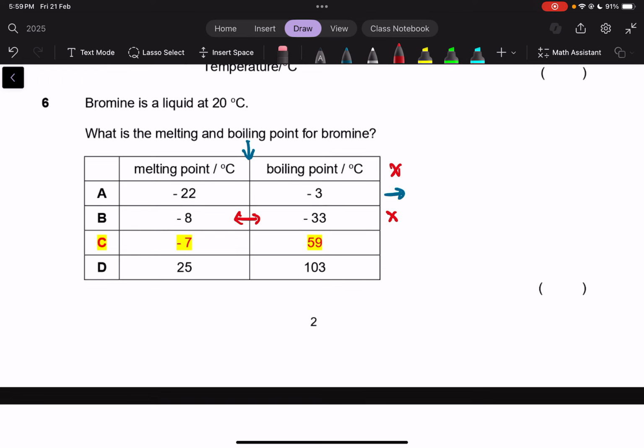So bromine 20 degree, 20 degree is here. Is lower than the MP. Lower than MP means solid. Okay, so if it's a liquid, answer only can be C, because C is in between. 20 is in between -7 and 59. Okay, answer is C for question 6.